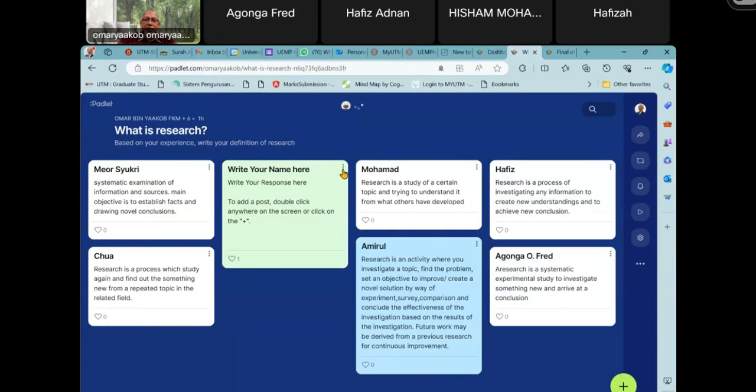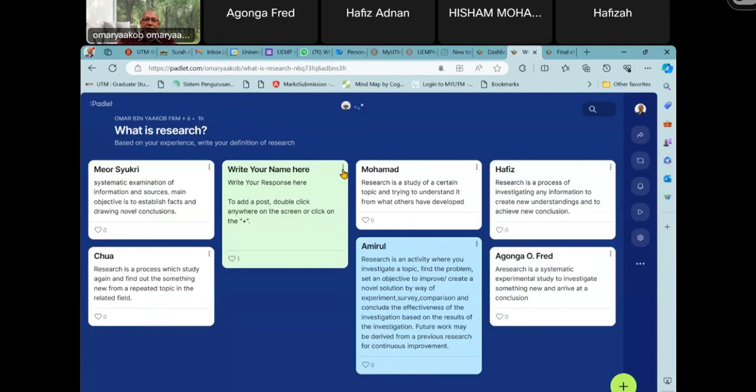Mohammed: research is a study of a certain topic and trying to understand it from what others have developed by collecting information, then analyzing it in order to come up with new conclusions or solve a problem. So these are the keywords in Muhammad's definition. I wish you would look at the keywords and see whether they include solving a problem. Is it good or not?